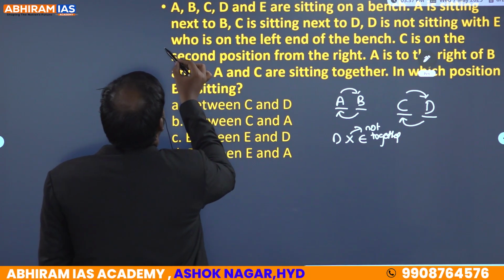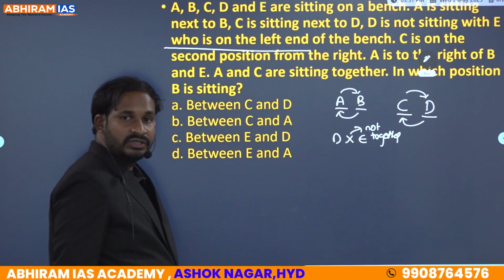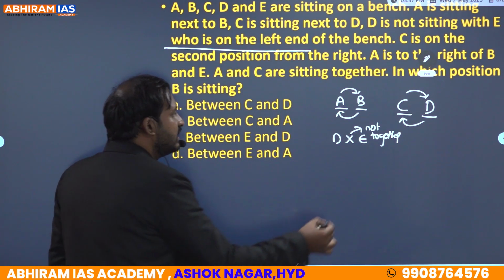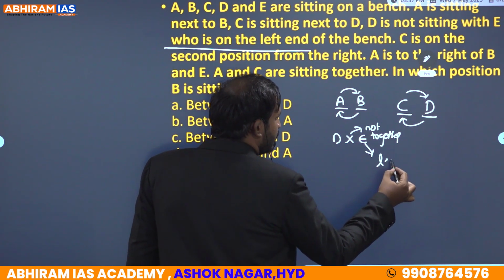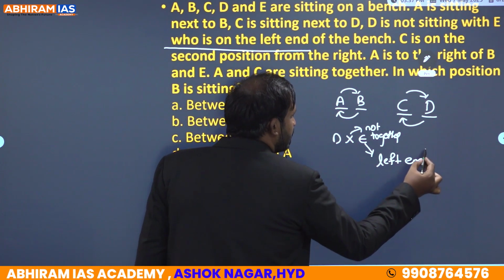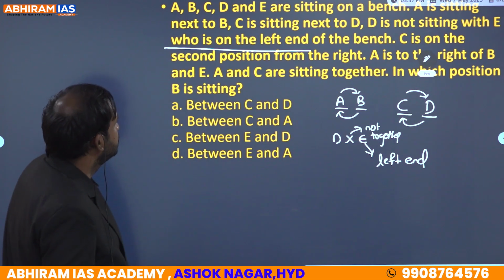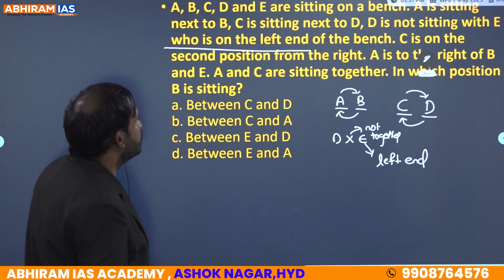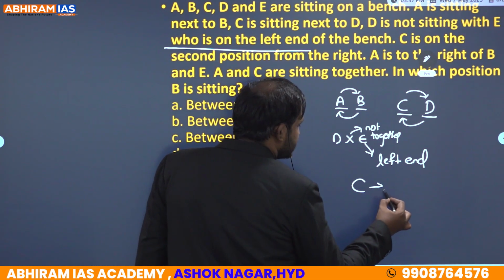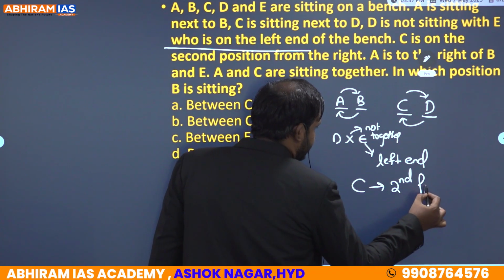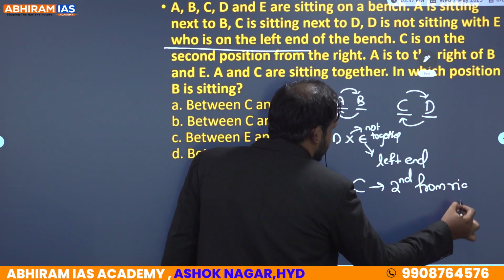Who is on the left hand? E is at the left end. Okay, good, superb. Next, at the end of the bench, C is on the second position from the right. C is second from right.